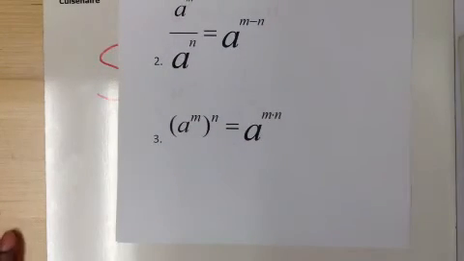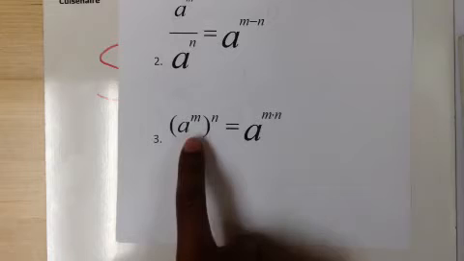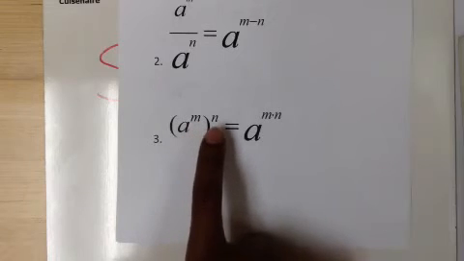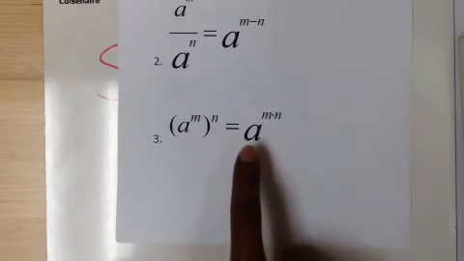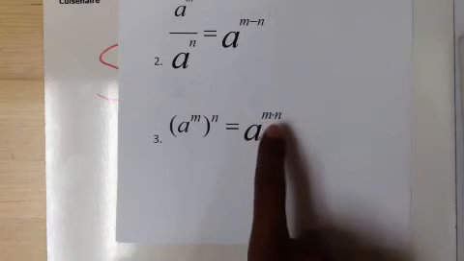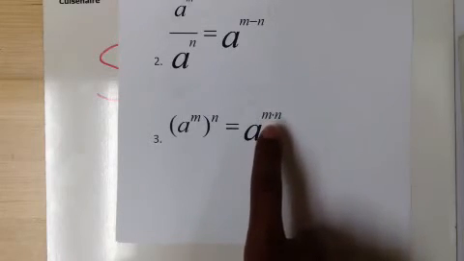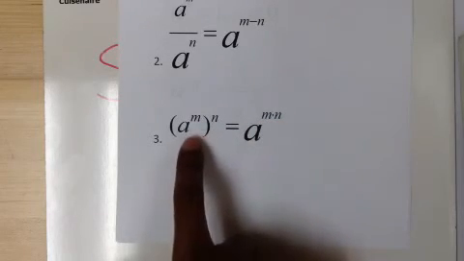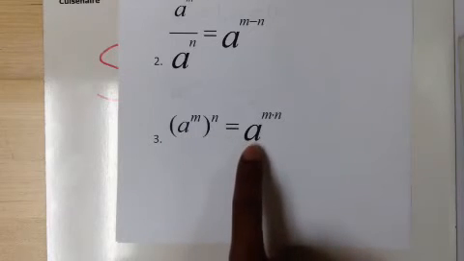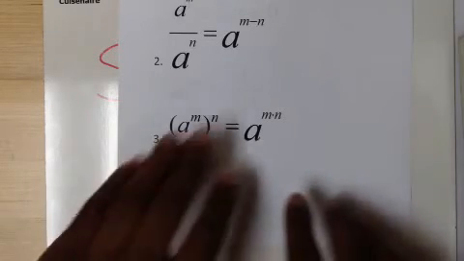Back to rule number 3. I have a to the m power to the n power, which equals a to the m times n. Another way we can state this is that if I have a power of a power, I multiply the exponents. 2 more rules.